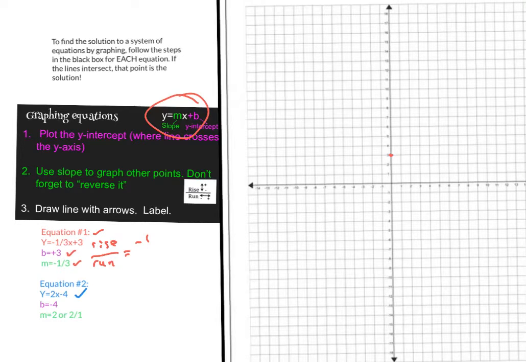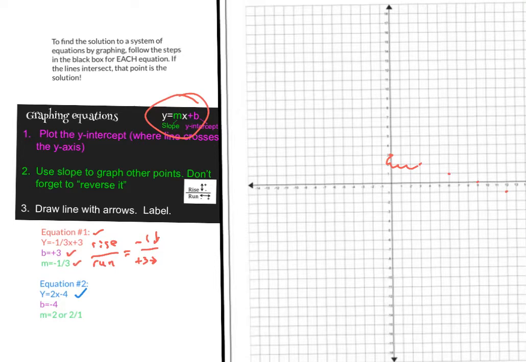My rise is going to be negative 1, meaning I'm going down in this instance, and my run is going to be positive 3, meaning I'm going to the right. So I'm going to follow that instruction from my original starting point, the y-intercept. I'm going to go down 1 and over 1, 2, 3, and I put a dot. I keep doing that, down 1, over 1, 2, 3, and I should see that I'm starting to get a nice line. We have done this before. It will come back to you.